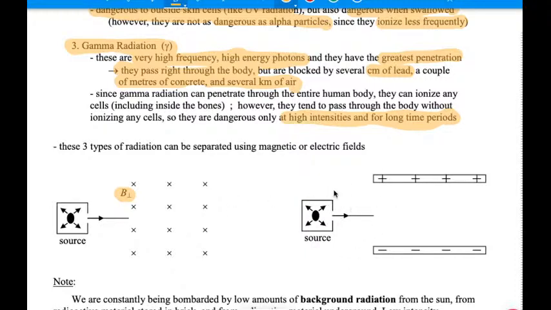And we have an electric field, right? Again, our charged particles will be attracted or repelled from plates, right? Alpha particle would be attracted to the negative, beta would be to the positive.